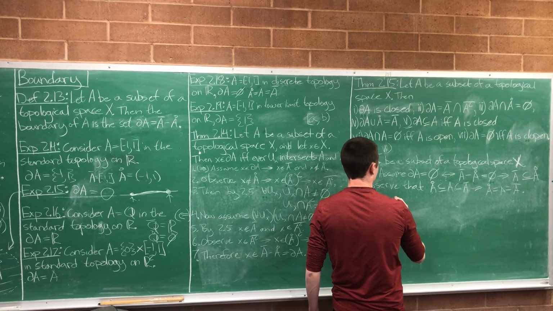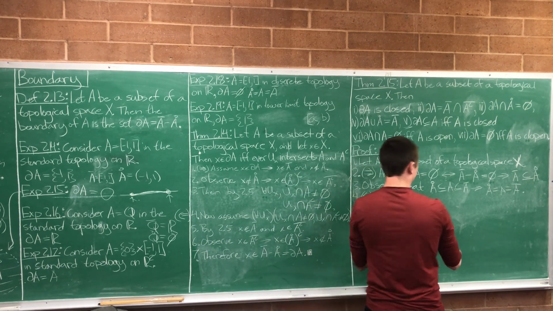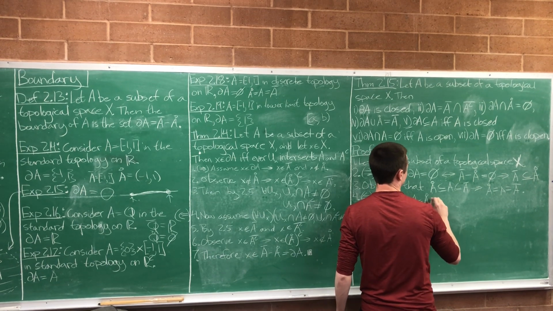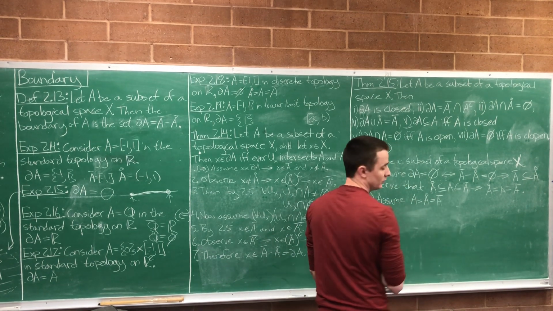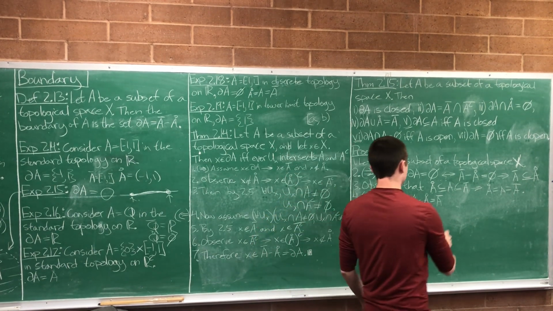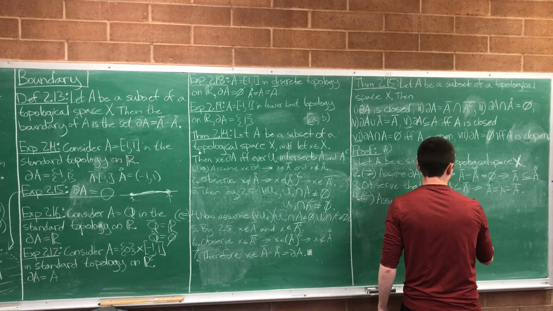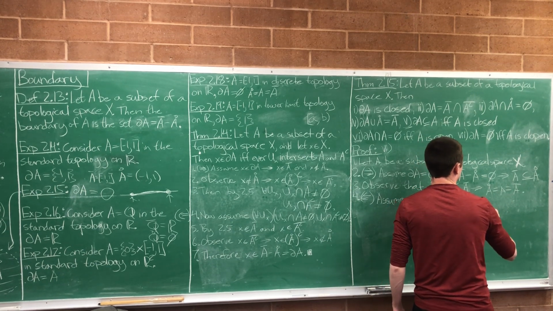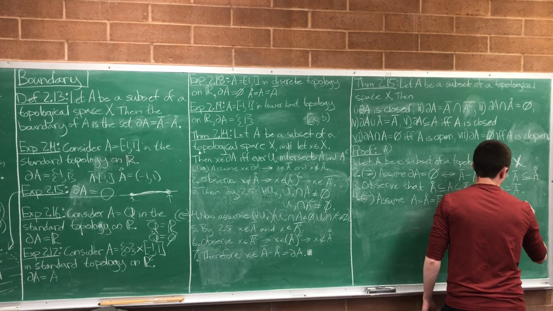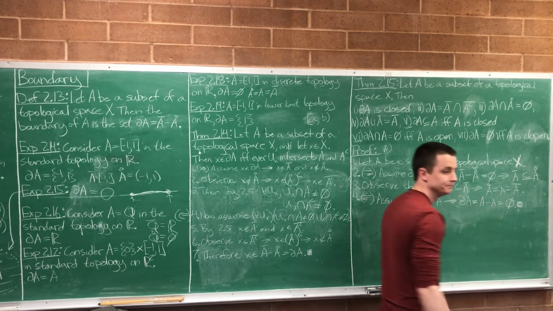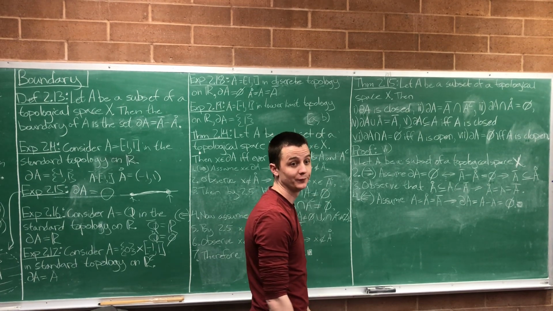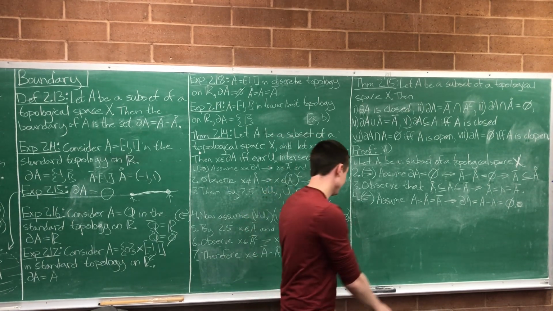Assume, oh yeah, this one's super easy. Assume A is equal to A interior is equal to A closure. That's what it means for A to be open and closed. Well, then that gives me that the boundary of A is equal to A closure minus A interior, which is the empty set. And we're done. Right? Okay, that's it.